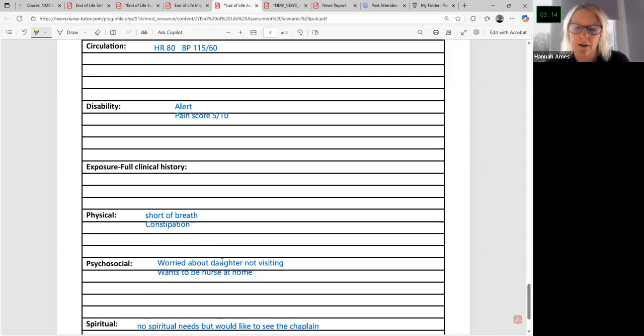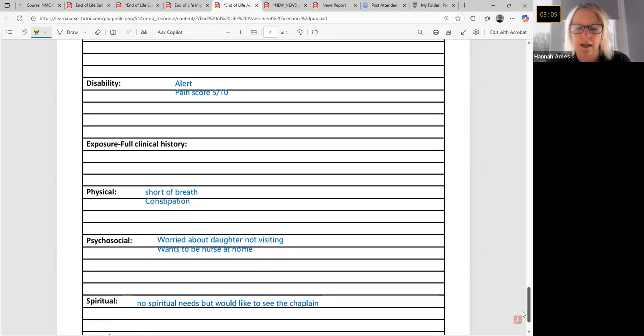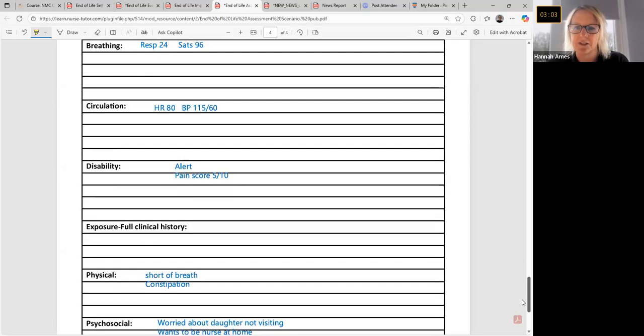She was worried about her daughter and son who live in America, not being able to travel over and visit her in time, and she said she wanted to be nursed at home. She had no spiritual needs but requested to see the chaplain.